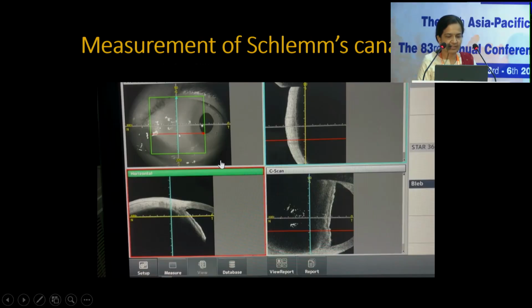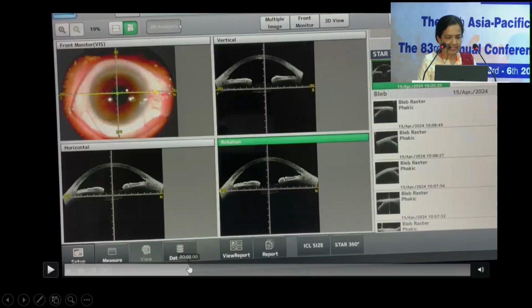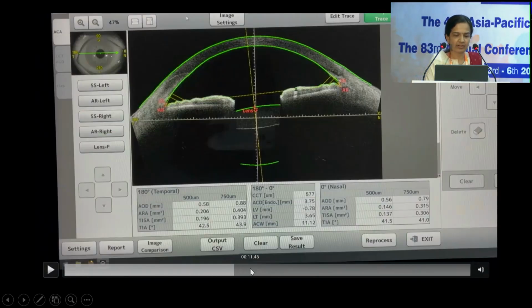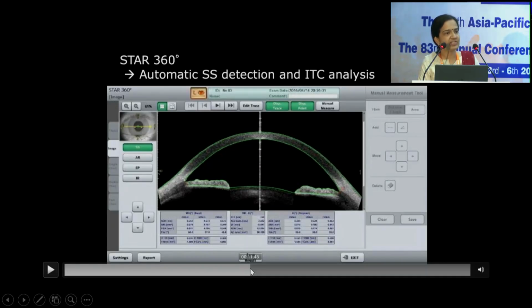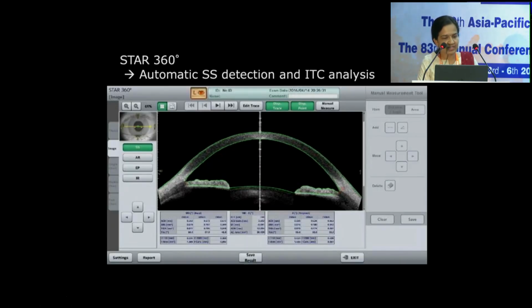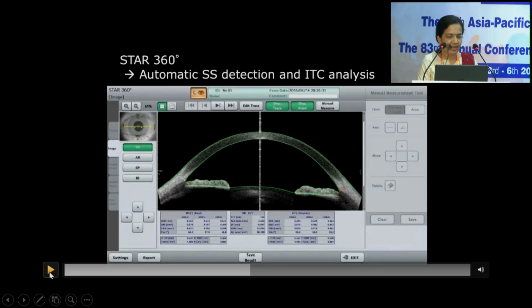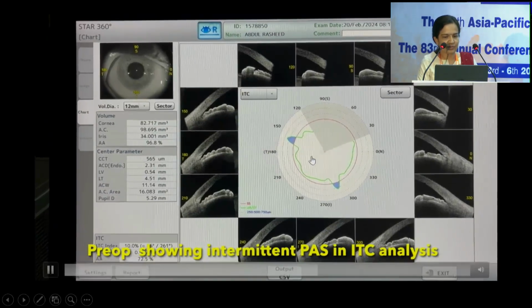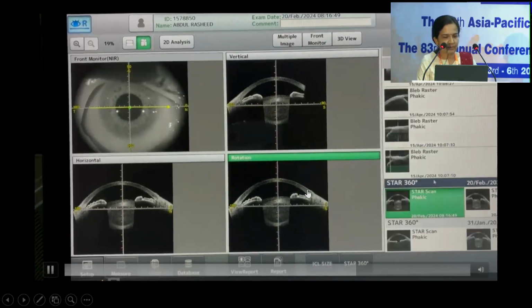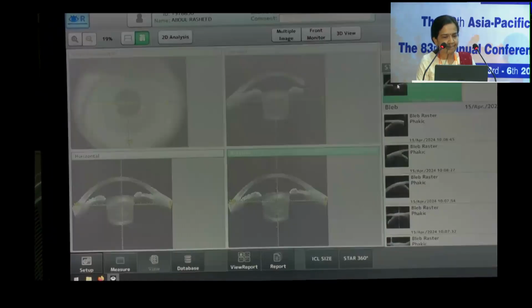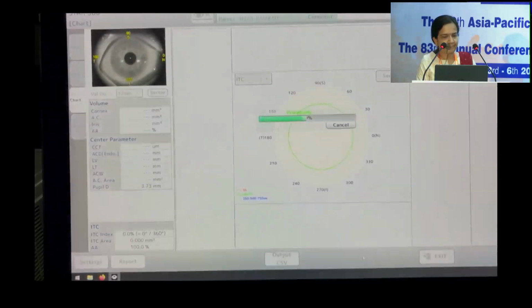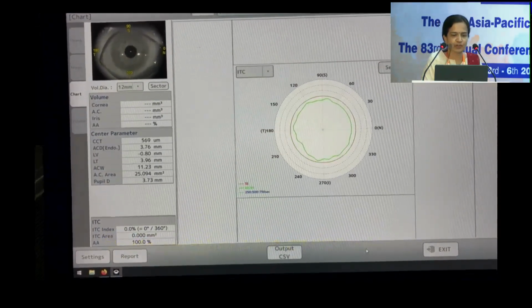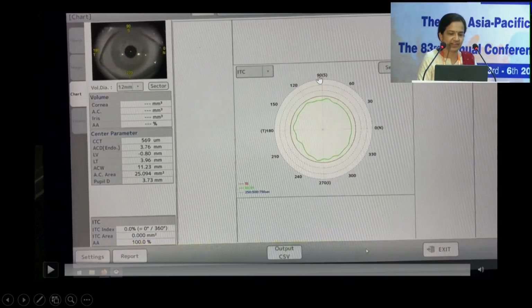This is another index also, called the ITC index, the iridotrabecular contact index, which actually predicts angle closure. So this ITC index can also be used before and after surgery to show that there is enough opening of the angle. Here you can see the post-op ASOCT showing the ITC index in green. So this shows that the angle has completely opened up post-goniosynechialysis.